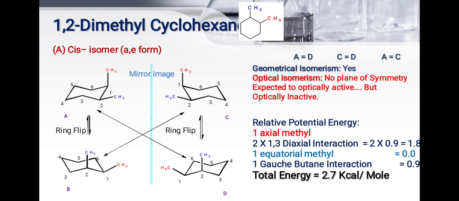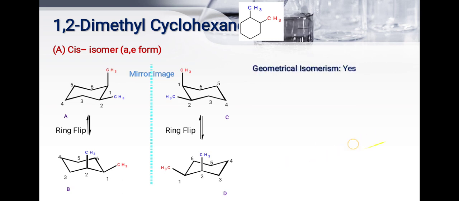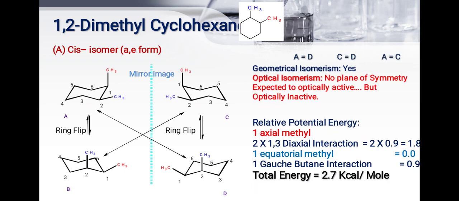See here the relative potential energy. Here one axial methyl gives two 1,3-diaxial interactions. For a 1,3-diaxial interaction the energy is 0.9. Here two 1,3-diaxial interactions are there, so the energy is 1.8 kilocalorie, and one equatorial methyl group is there, energy is 0. One butane gauche interaction, so the energy is 0.9. Total energy is 2.7 kilocalorie per mole.